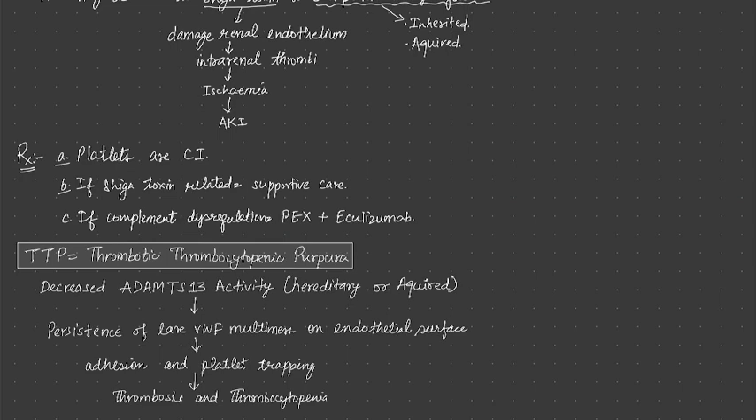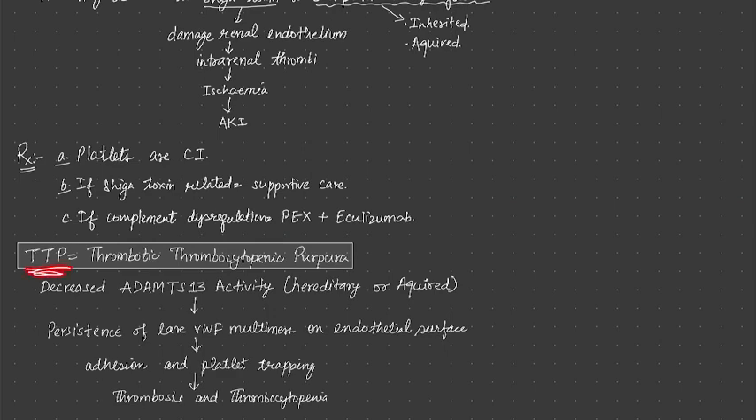If there is complement dysregulation, it can be acquired, it can be inherited. We will have to do plasma exchange along with eculizumab. What is eculizumab? It is a complement C5 inhibitor, means activated complement 5 inhibitor. It will prevent the formation of membrane attack complex. So eculizumab is given along with plasma exchange to control the complement. So this is all about HUS.